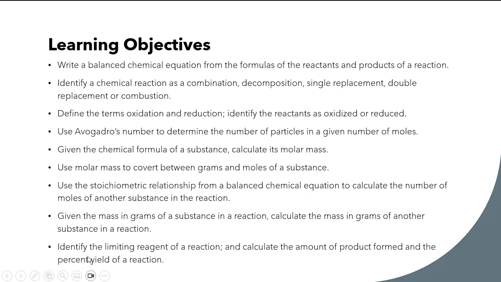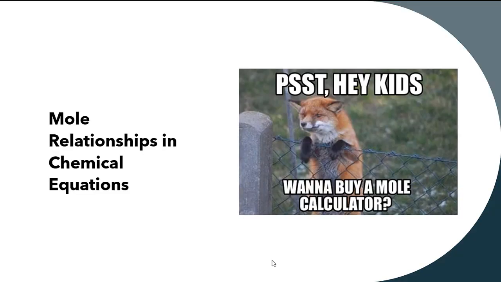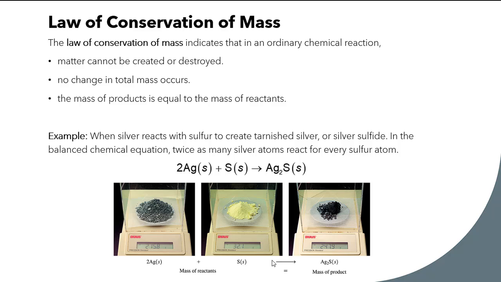And then from that, we can learn how to identify what's called the limiting reagent of a reaction and how to calculate the amount of product that could be formed from that reaction, and then the percent yield, or how efficient was our reaction? Did we make as much as we thought we would make? So why don't we go ahead and get started by talking about the mole relationships in chemical equations.